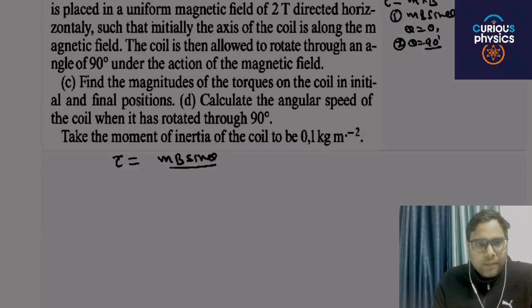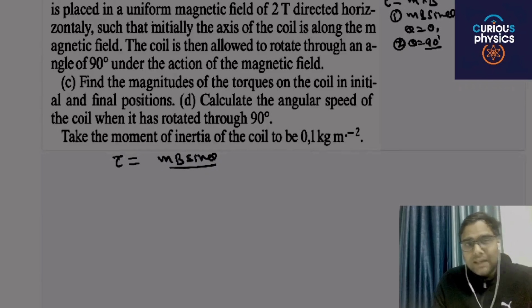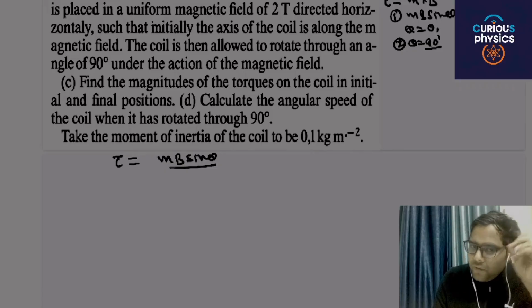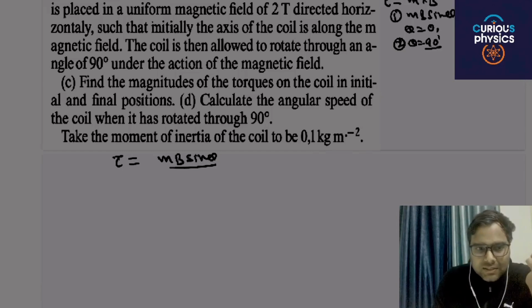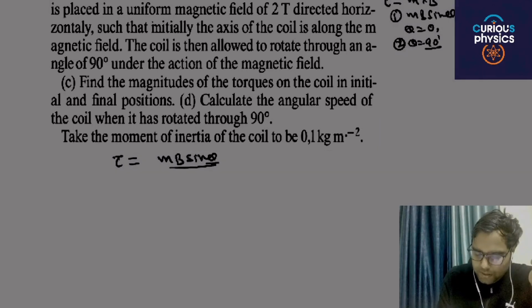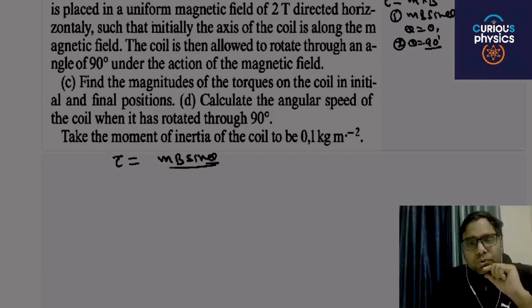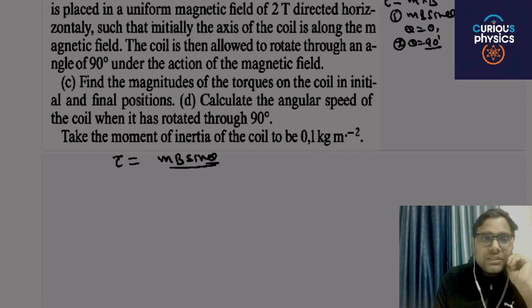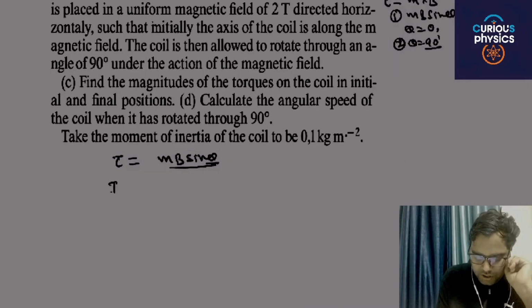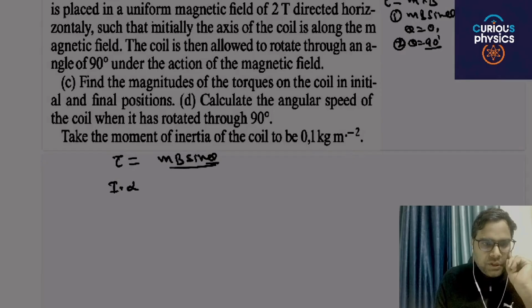The question is to calculate the angular speed of the coil when it has rotated through 90 degrees. That means the initial condition was 0 degrees and the final condition was 90 degrees. So at every point the angle is changing. We cannot directly put in the value of theta and get the answer. Here you have to use integration, because theta is changing from 0 to 90. You can write the torque in the form of moment of inertia and angular acceleration. This concept is from class 11th.